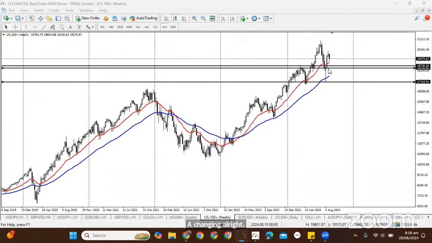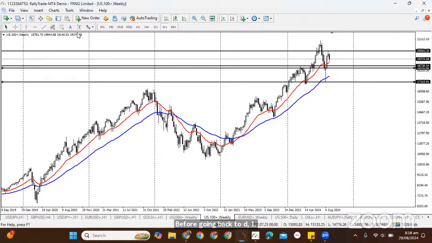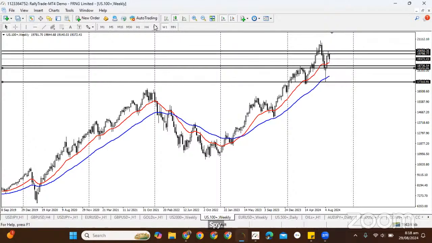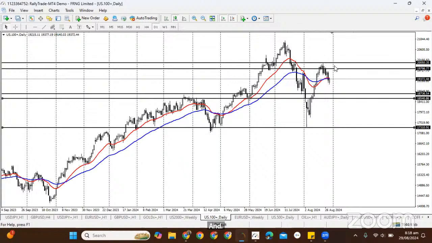So I'm trying to mark out some places. Before going back to D1, let me mark this high, and this. So now D1. On D1, this was the high where price was falling down from, right? And even on D1, you can see that price is above the two moving averages, currently a bit below.